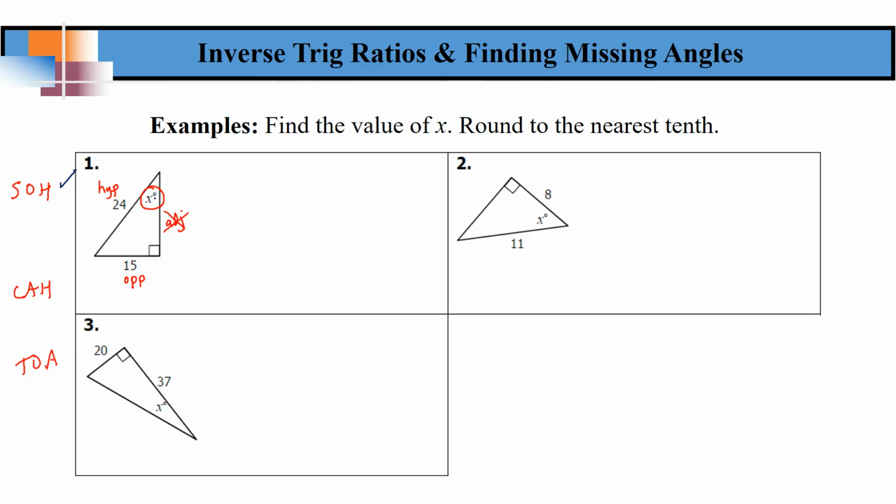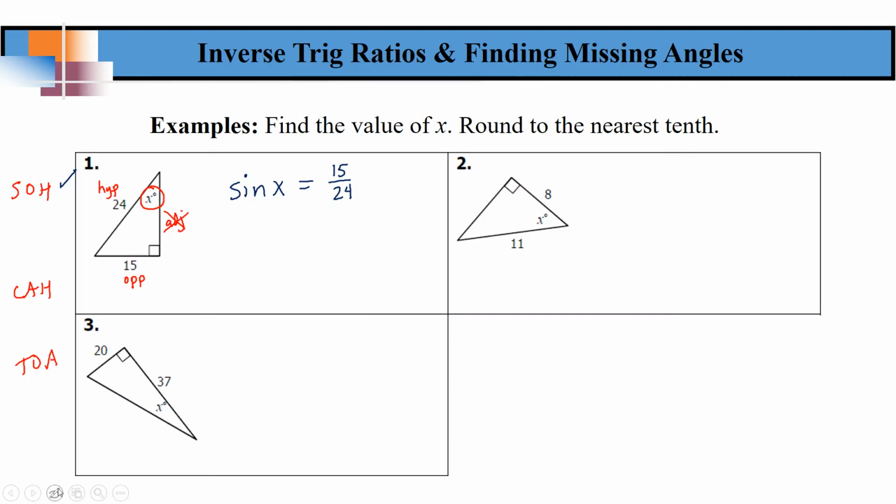Now, in this case, the angle is x, so we're going to write sine of x equals the opposite side, 15, over the hypotenuse, which is 24. Now, I know this fraction can reduce, but we don't need to do that right now. Our main goal is to get x by itself. Now, how do we get rid of sine? You might think, oh, we need to divide by sine. But this is not sine times x. It is sine of x.